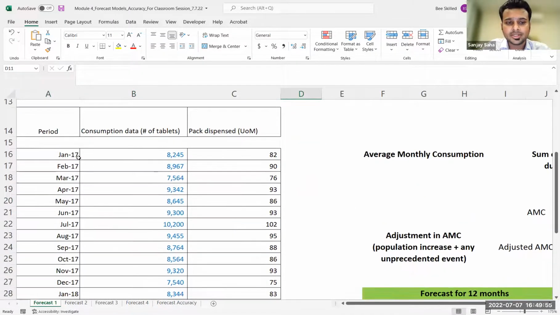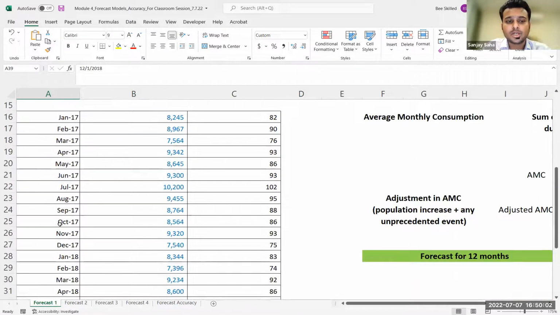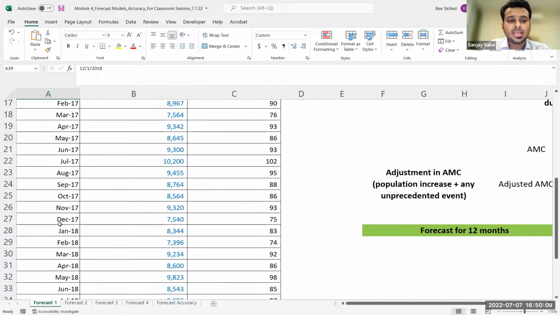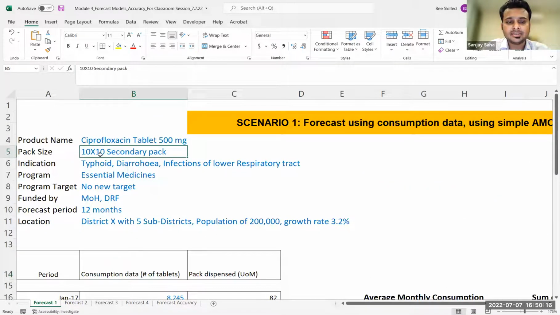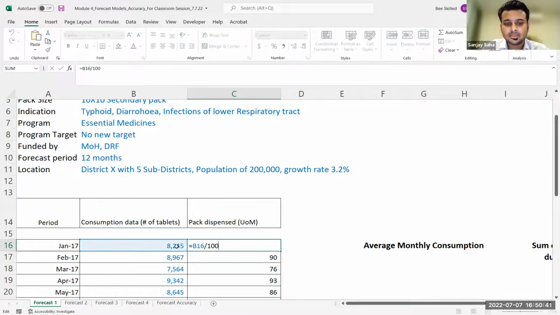Now, we have some data here from January 2017 to December 2018, 24 months of data. The forecast period is January 2019 to December 2019, 12 months. We have the consumption data in number of tablets here. We know that the secondary pack is 10 by 10, that is 100 tablets in one pack. It is ideal always when we're doing forecasting to convert the data into packs, because this is how eventually the supplier will send you the material, right? So that's why we also do that. First of all, we convert the number of tablets into number of packs by dividing the number of tablets by 100, the number of tablets in each pack.